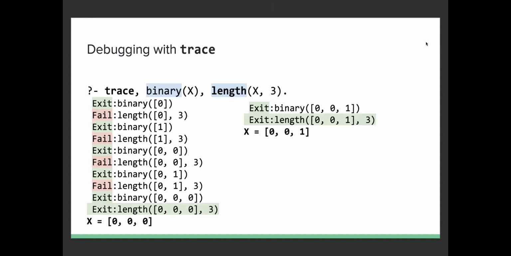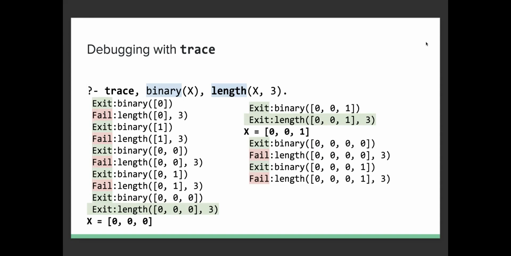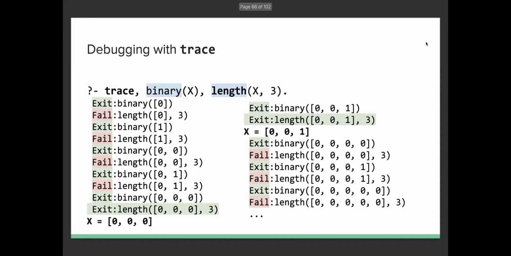But the next number that is generated by binary is 0, 0, 0, 0, a list of length 4, right? And then, of course, that fails. Again, the same one ending with 1 fails, and then a list of length 5 fails. And we try that for infinitely many lists until we run out of, I don't know, stack or memory, something. Okay, does that make sense?